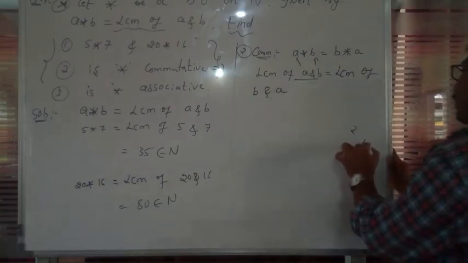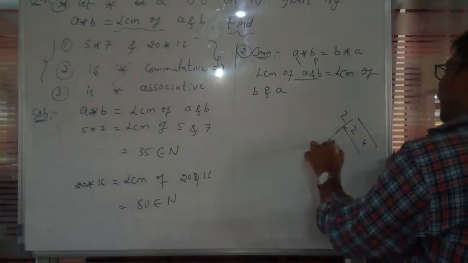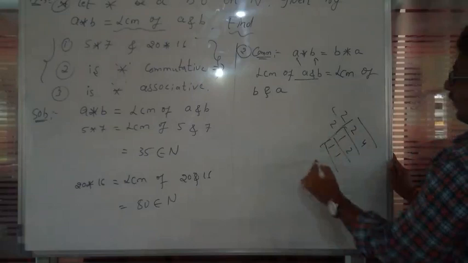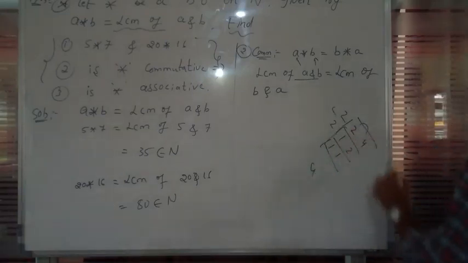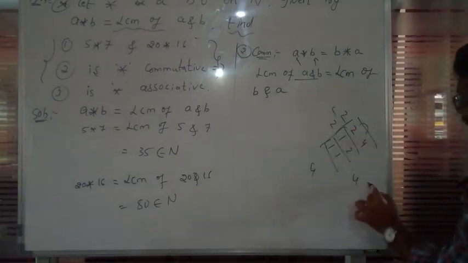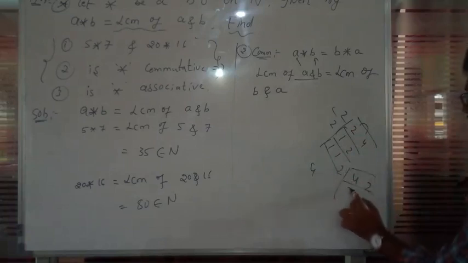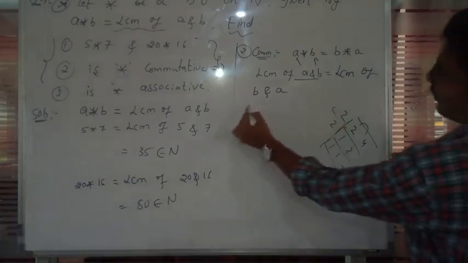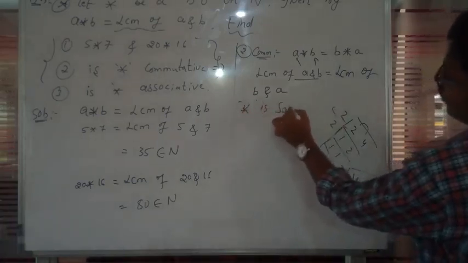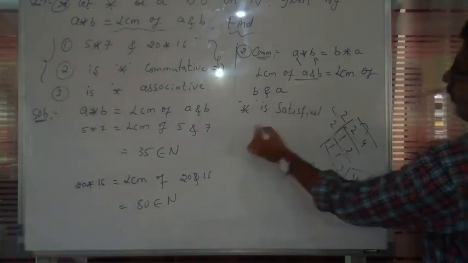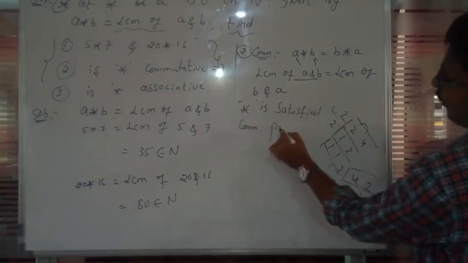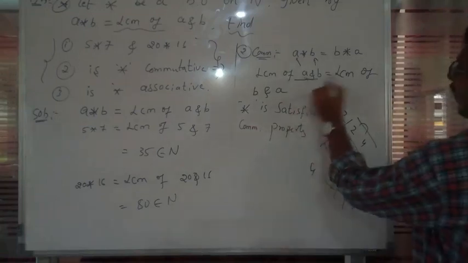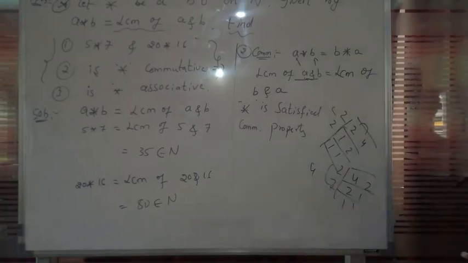For example, take 2 and 4. The LCM of 2 and 4 is 4. Now change their positions: 4 and 2. The LCM is again 4, so both are equal. That's why star satisfies the commutative property. If you change the positions of a and b, the result is the same.